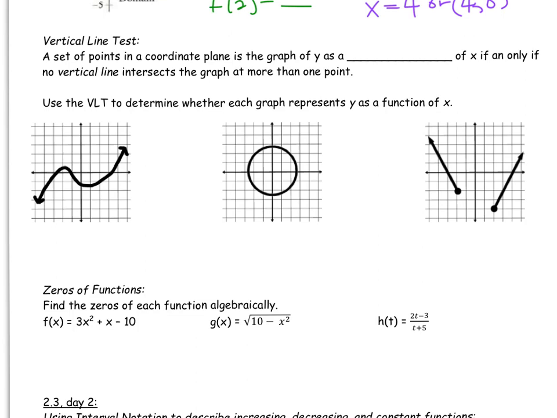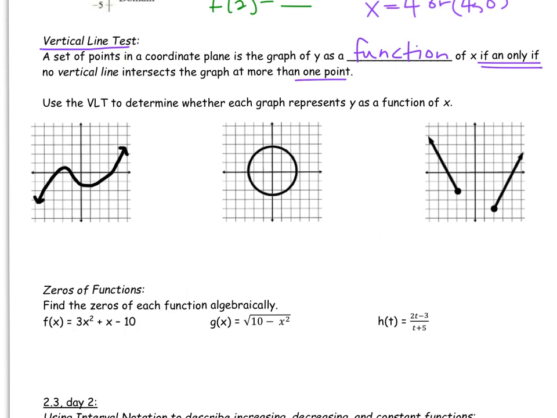Some of you may remember the vertical line test from Algebra 2. This is a quick test if a graph is already shown to determine whether or not it represents a function. Here's the definition. A set of all points in a coordinate plane is the graph of y as a function of x if and only if no vertical line intersects the graph at more than one point.